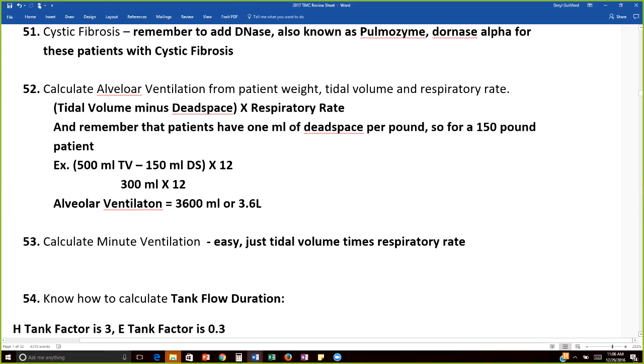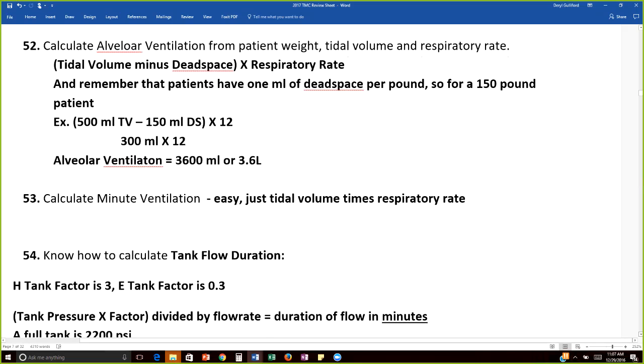Calculating alveolar ventilation. It's not a tough calculation, but you need to know how to do it. You take tidal volume minus dead space and then multiply by the respiratory rate. And remember that patients have 1 milliliter of dead space per pound of ideal body weight. So for a 150-pound patient, you got 500 minus 150. That's 300.